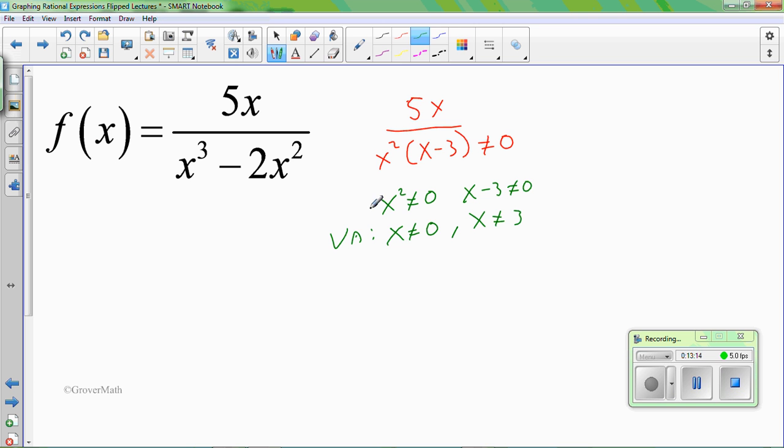And lastly, we just need a domain. Your domain is every number except 0 and 3. So that means all the numbers from -infinity to 0 are in the domain, and all the numbers between 0 and 3 are in the domain, and all the numbers between 3 and positive infinity are in the domain.